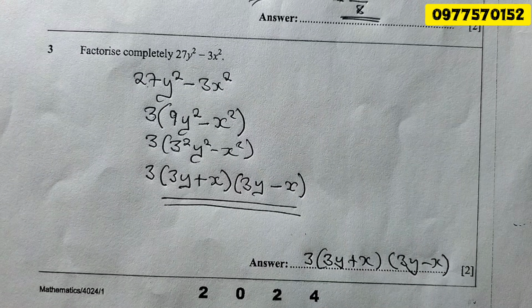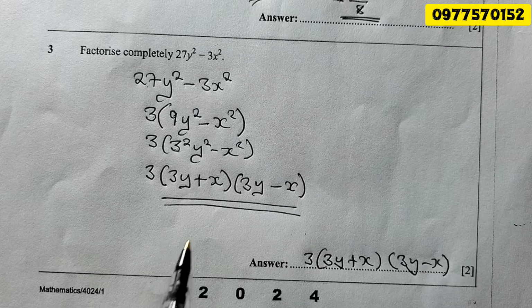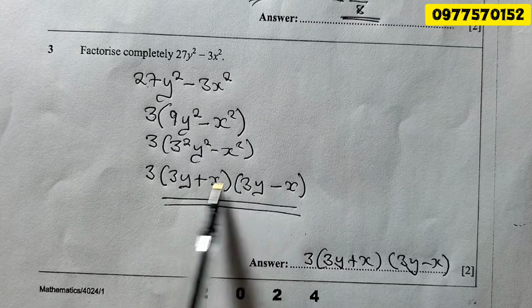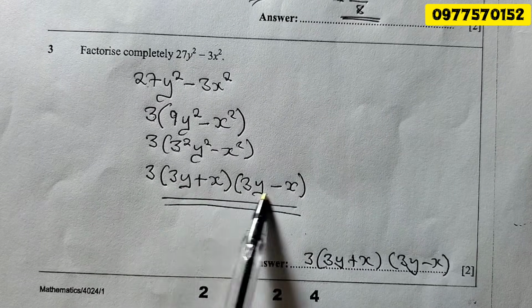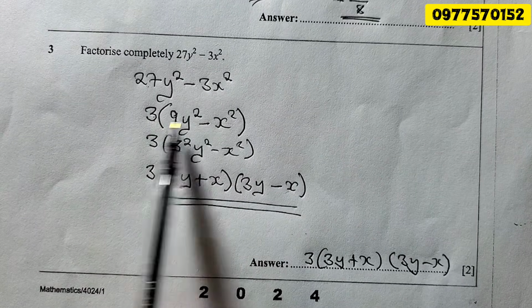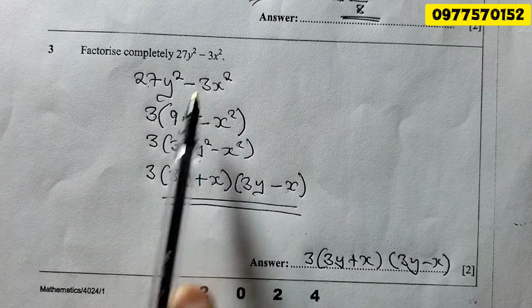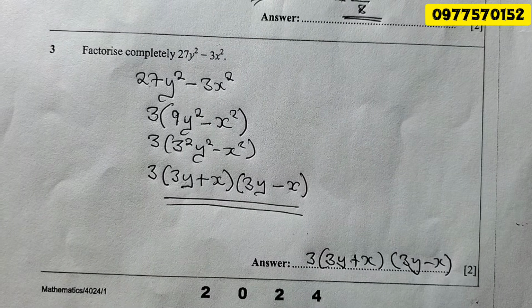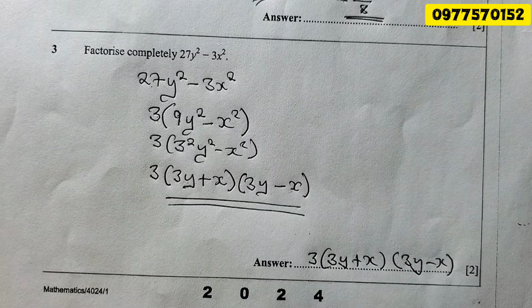Okay, if you want to prove if the answer is correct, you expand. You start with the brackets, this times this, then it will lead you to this. Then you can multiply using the 3, and it will lead you to the question. Are we together?